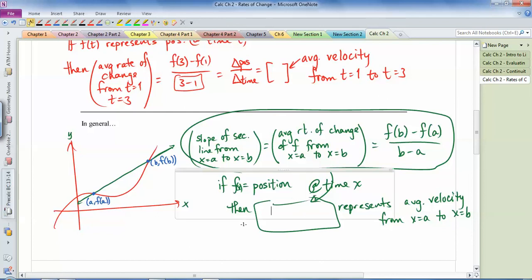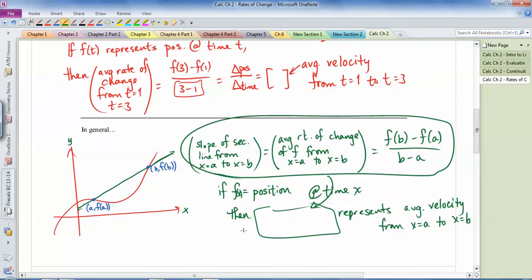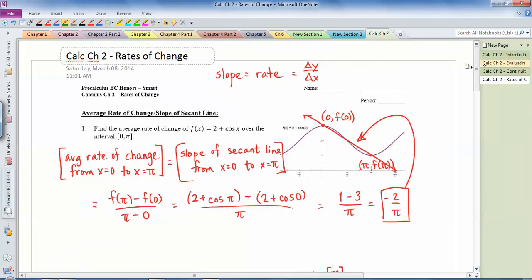I'm going to create a separate video for the next part. This is talking about average rate of change, which means slope of the secant line. The next part asks, well, how do you get an instant rate of change?